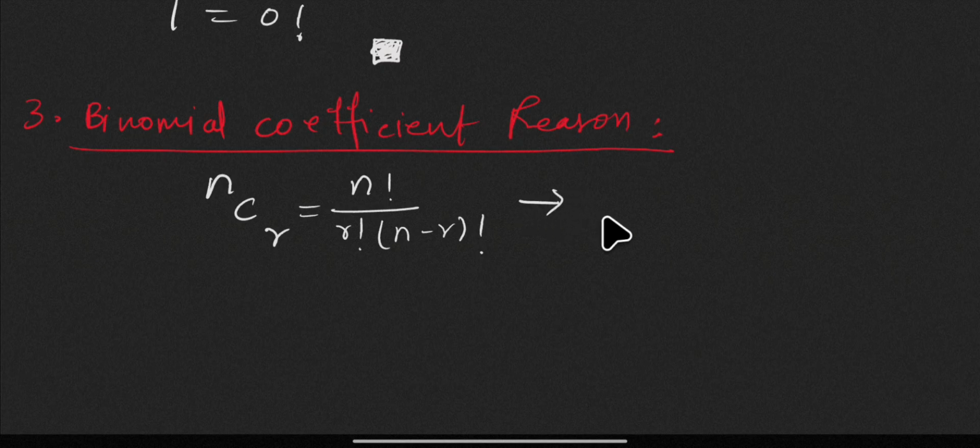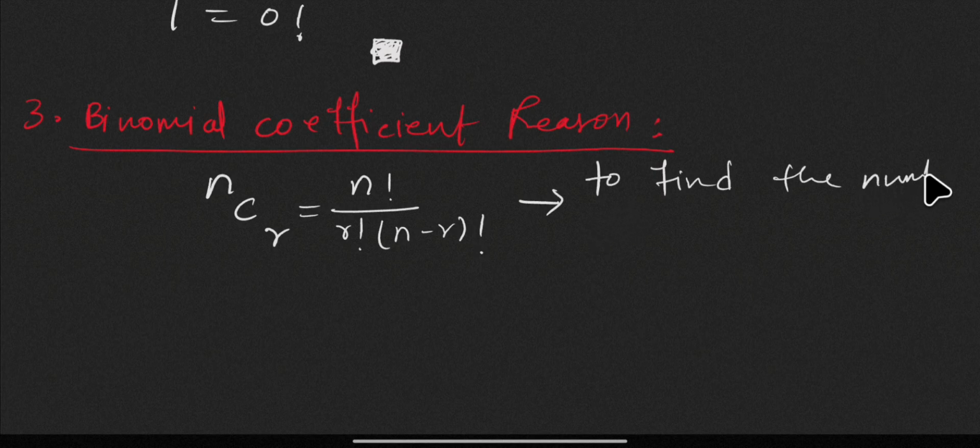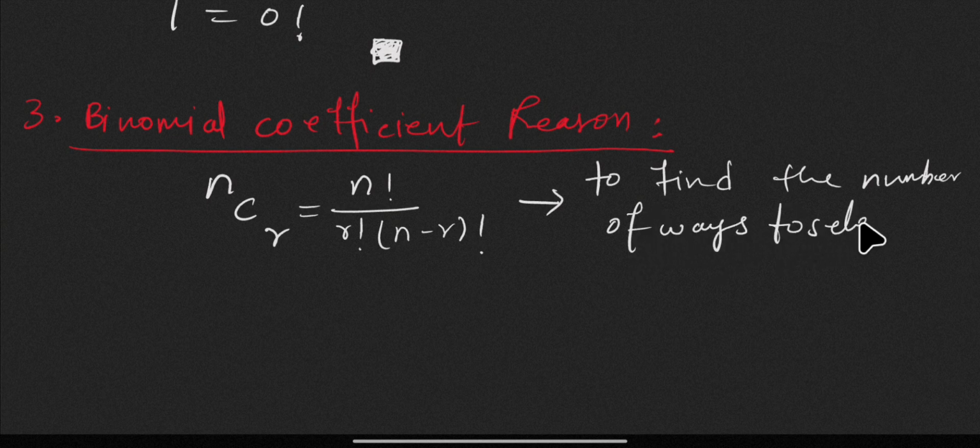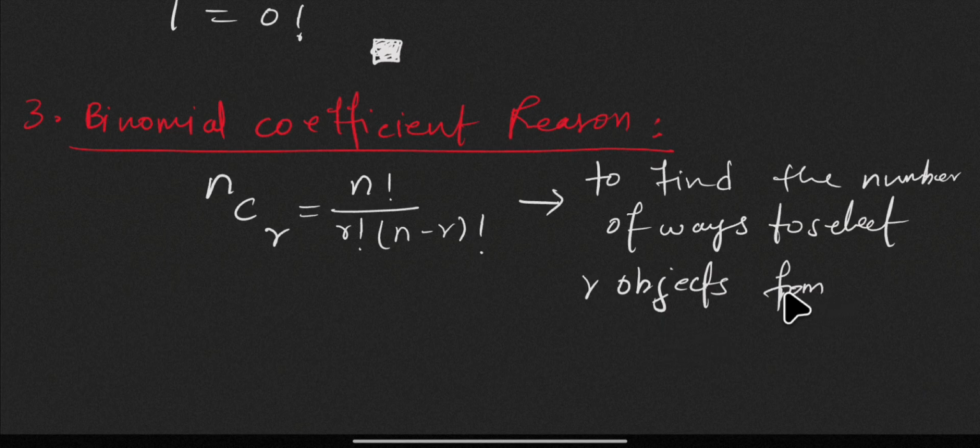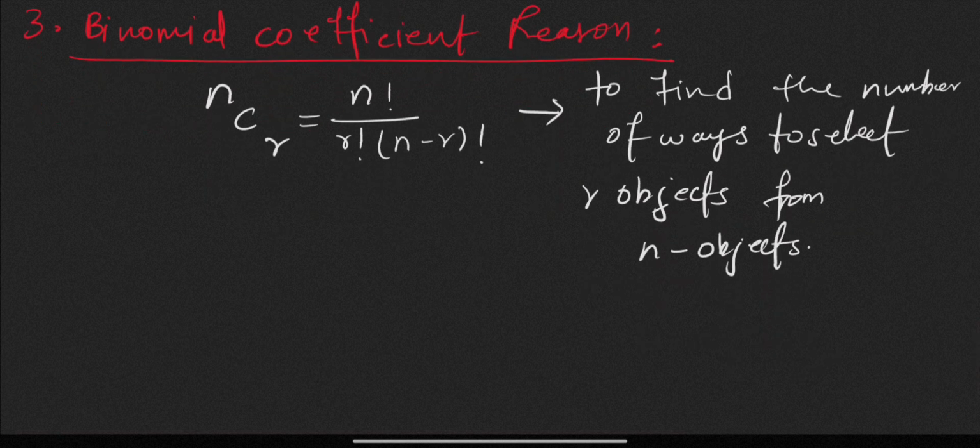So we can use this formula to find the number of ways to select r objects from n objects.